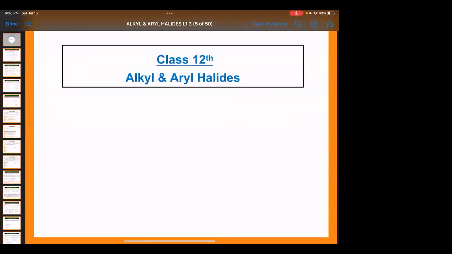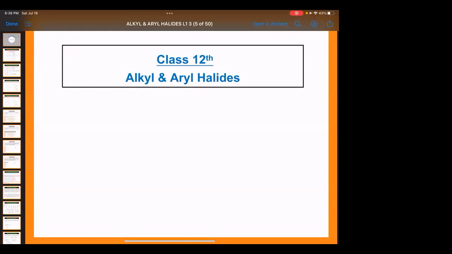So haloalkane, where alkane is the alkyl group, or haloarene, where arene is that aromatic group, both are halogen derivatives of hydrocarbons, the compounds of carbon and hydrogen. So all these names are the same. The halogen indicates it can be fluoride, chloride, bromide, and iodide. The most important halogens we have are chlorine and bromine, and iodides are also very common. So we can have all these halides.